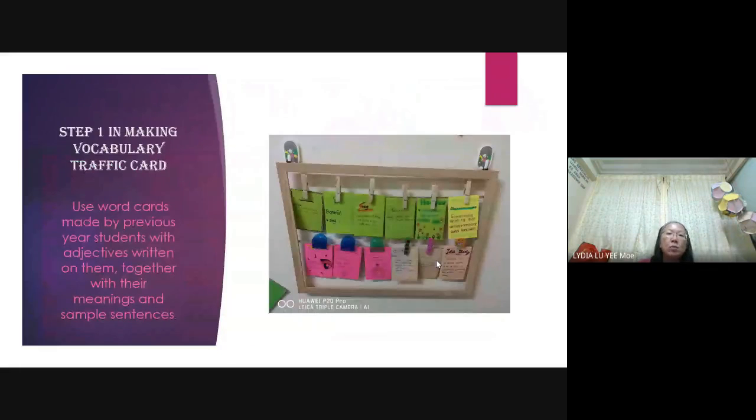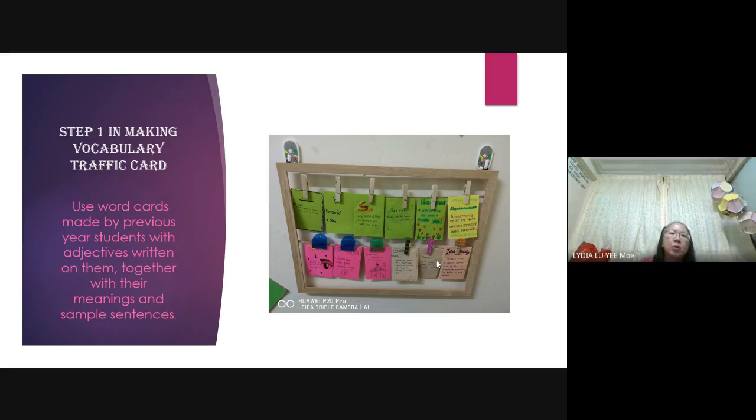Okay, so step 1 in making the vocabulary traffic cards: the original cards were these, which were done by previous year students. So I copied them, or I had some students copy them into red, yellow, or green cards. The reason I don't ask them to find their own words is because of constraint of time, since they are facing SPM in just a few months' time. So I use the available previous year students' work.